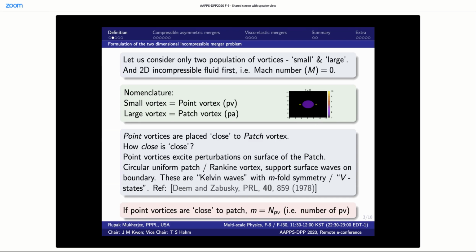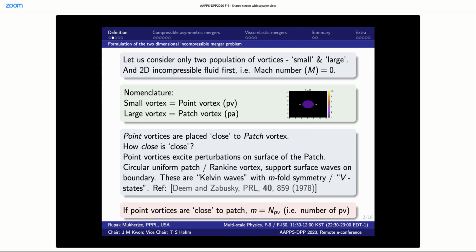If you put this point vortex near this patch vortex, these point vortices can excite perturbations on the surface of this patch vortex, somewhere here. The circular uniform patch vortex, the Rankine vortex which I mentioned, supports surface waves. On this surface, they support some sort of waves which we call Kelvin waves.